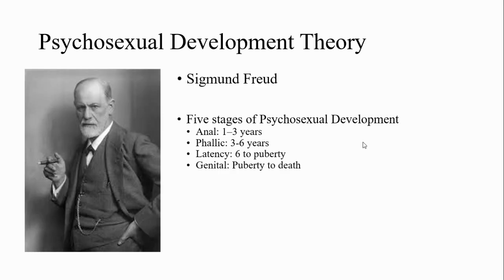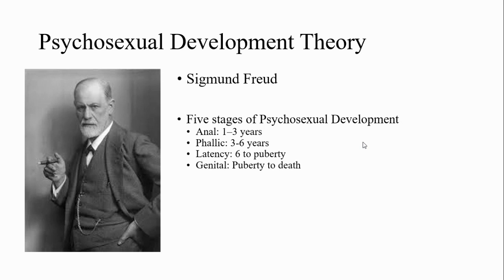The psychosexual development theory was by Sigmund Freud, and it consists of 5 stages of psychosexual development. The first one is oral, and it's usually by the mouth or sucking or swallowing, and this is birth to 1 year. The second stage is anal, and it's withholding or expelling feces, and this is from 1 to 3 years old, so it's just eliminating themselves.